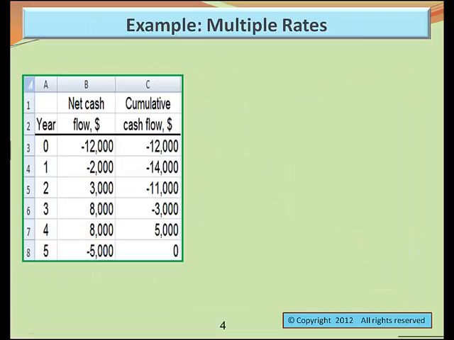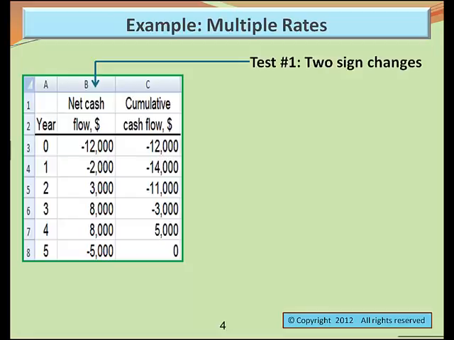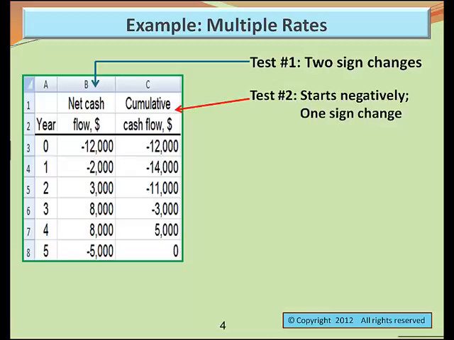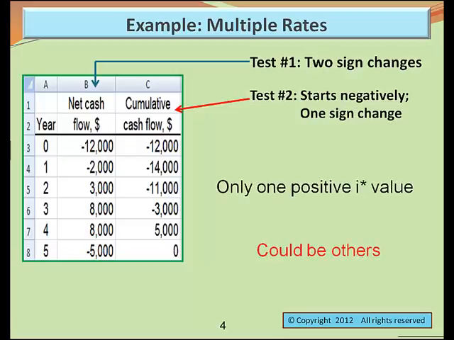Consider this cash flow series. We will apply the tests and use the IRR spreadsheet function to find the I* values. Initially, test 1 results in 2 sign changes to limit the potential ROR values to 2. The cumulative series that is shown here has one change in signs and starts with a value of minus 12,000. This is great. It means that there is only one positive I* value. However, as mentioned earlier, we must be aware that there may be other non-positive or non-real number roots.